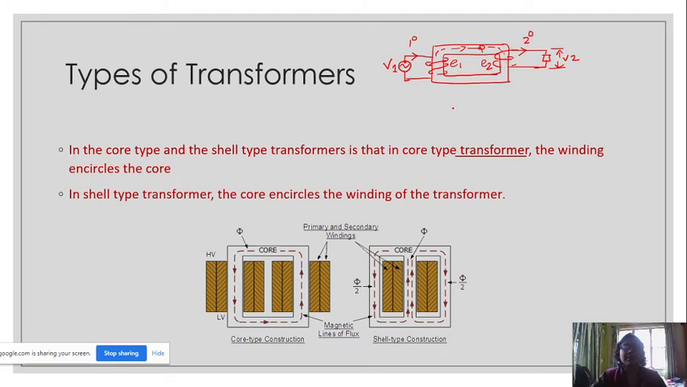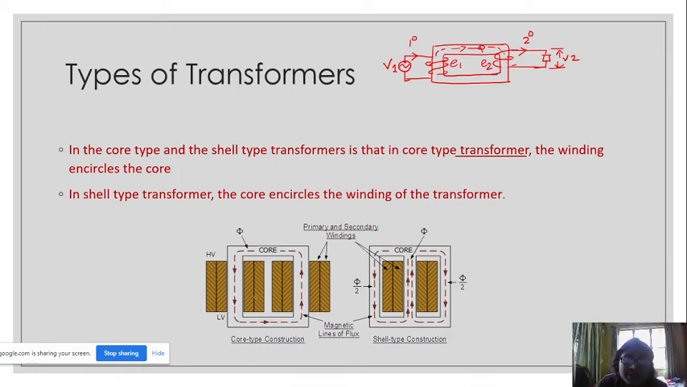So in a transformer, what is actually required? In a transformer you need the core and the winding. This primary and secondary are the windings, and you need the magnetic element, that is the core. Depending upon this, transformers are generally divided in two ways. One is called the core type transformer and another one is called the shell type transformer.